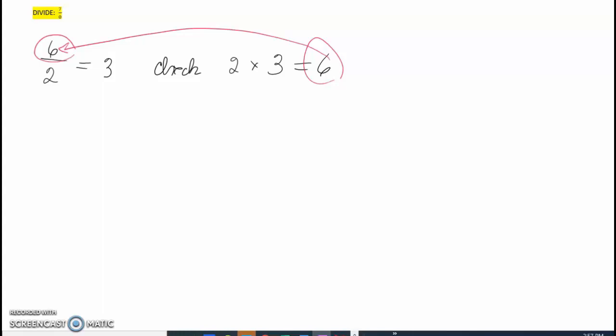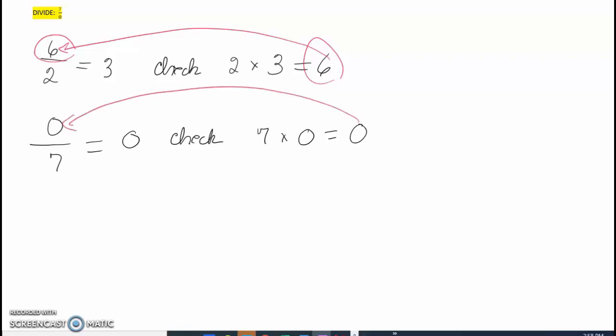Let's plug in a 0, but I'm going to put 0 in the numerator. Let's say 0 over 7. Okay, let's assume the answer is 0. I don't know what else it could be. It could be 7 or 0, but let's try 0. And here's the most important thing you need to check. How do you check? You take the divisor and you multiply it by the result, and you do get 0. That clearly tells me that I am correct. So when 0 is in the numerator, the answer is 0.